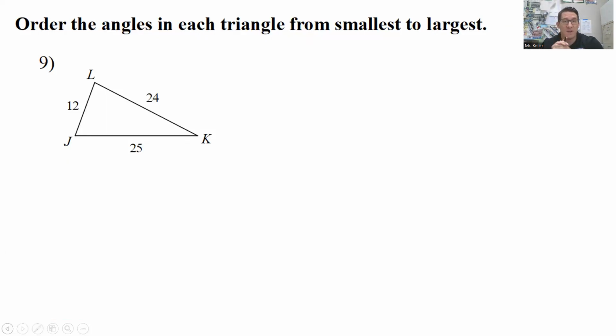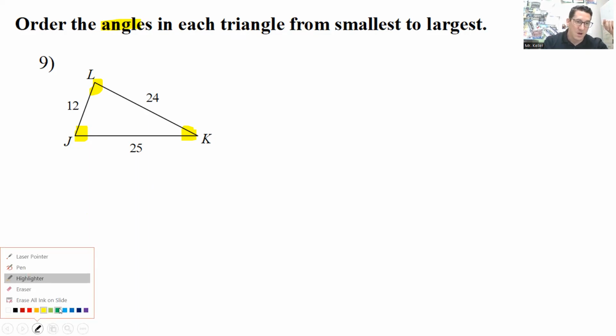The other part of the triangle inequality is listing the order of the sides. We're going to be given the side lengths, 12, 24, 25. We want to order the angles from smallest to largest. So we are now looking at the angles in here. Which one's the biggest, smallest? If you think about it, it should make a lot of sense. The smallest angle is going to be across from the smallest side. The medium angle is across from the medium side. The largest angle is across from the largest side.